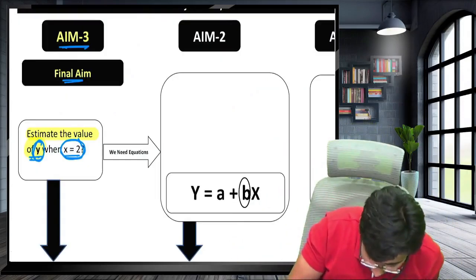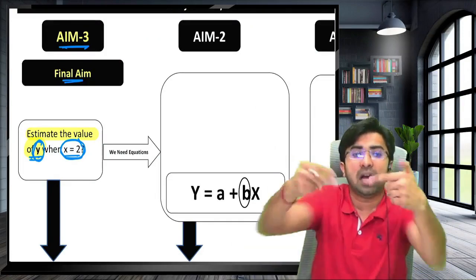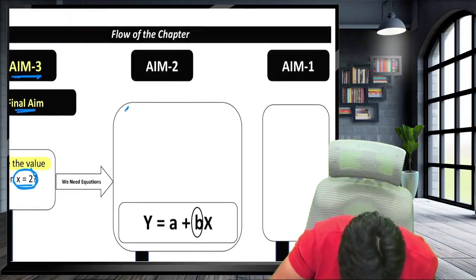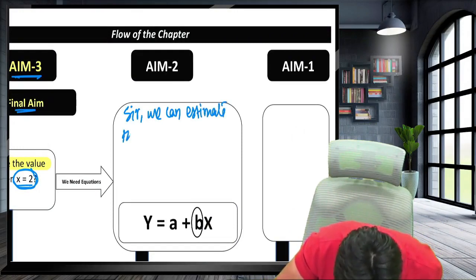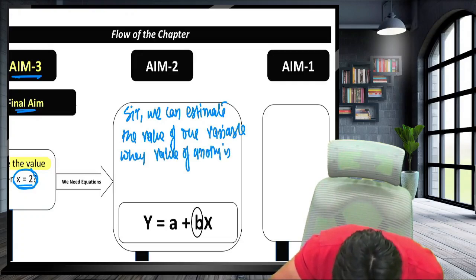Guys, can I say we can do this? We can estimate the value of y over here also, but give us one equation. We can estimate the value of one variable when the value of another is known.